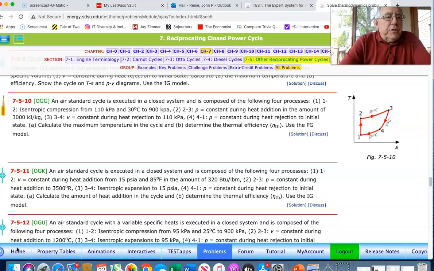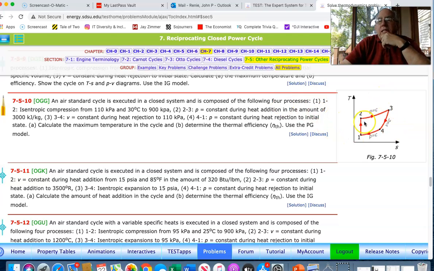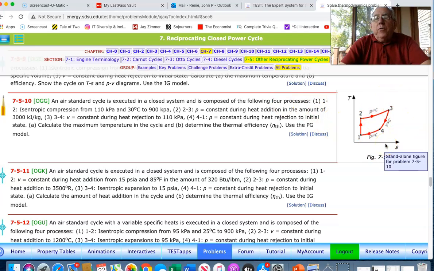Okay, this is the first of three videos that will walk you through the problems that were assigned for this particular section. The first problem that we're going to look at is problem 7510 OGG. In this particular problem, we have an air standard cycle executing in a closed system composed of the following four processes, and they're shown over here on the right.